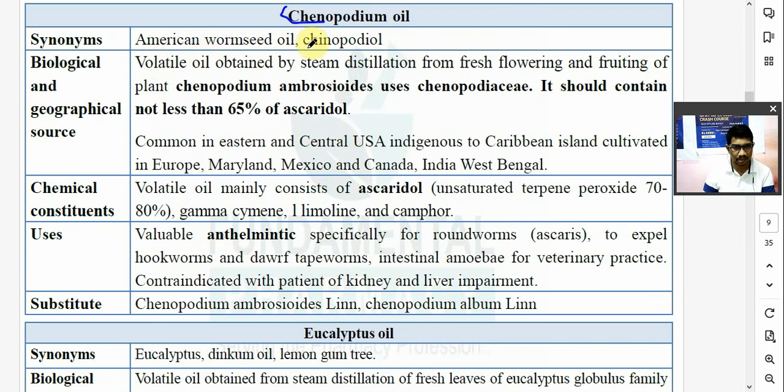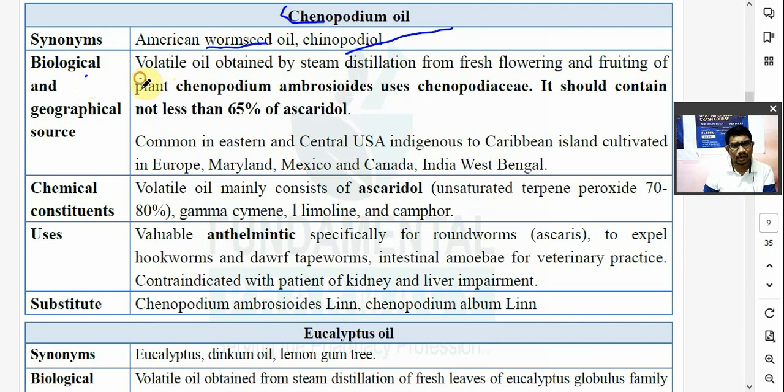But I will explain. This chenopodium oil is also known as American wormseed oil. इसको बोलते हैं American wormseed oil. तो इसमें ही आपको समझ में आएगा कि इसका यूज क्या हो सकता है. As its synonym is American wormseed oil, it is having anthelmintic property. It is also known as chenopodiol.